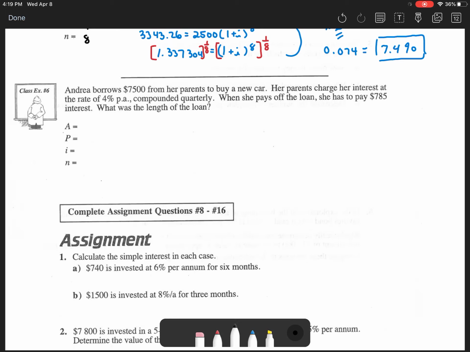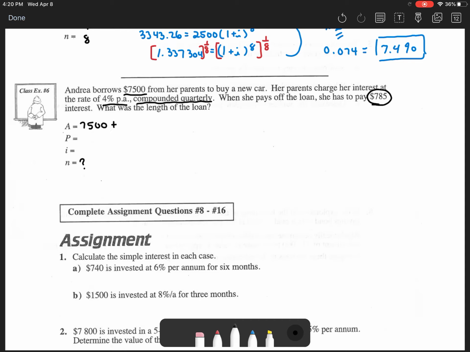Okay, last one here. Andrea borrows $7,500 from her parents to buy a new car. Her parents charge her interest at the rate of 4% per annum, so again, 4% per year. She borrows $7,500, but the interest she's charged is compounded quarterly here. When she pays off the loan, she pays $785 in interest. What was the length of her loan? So the length of her loan is N, the number. That's what we're after here.